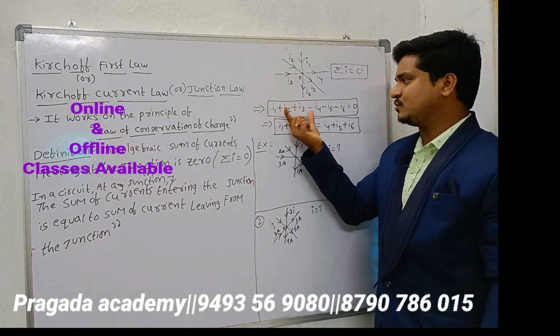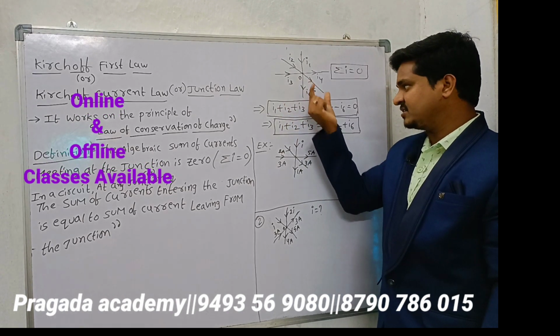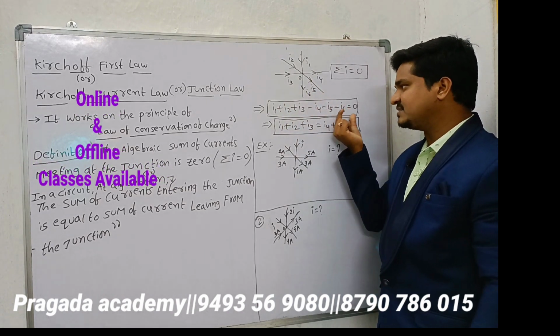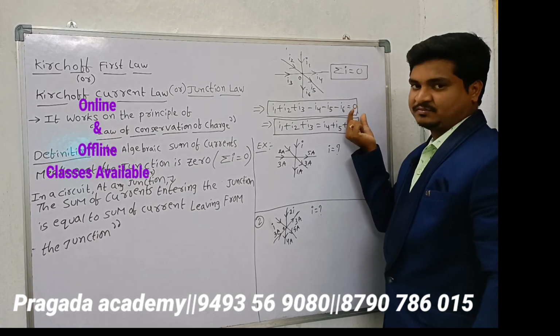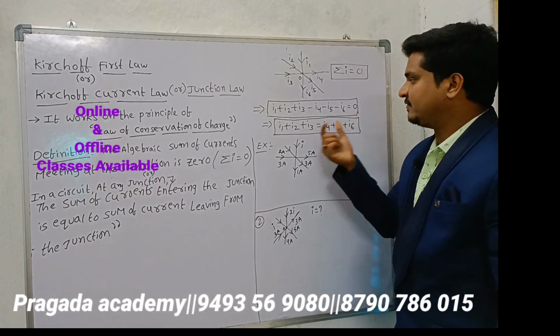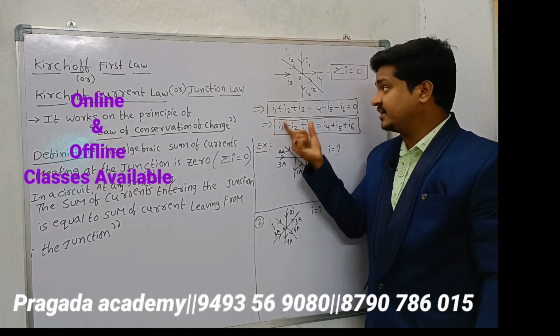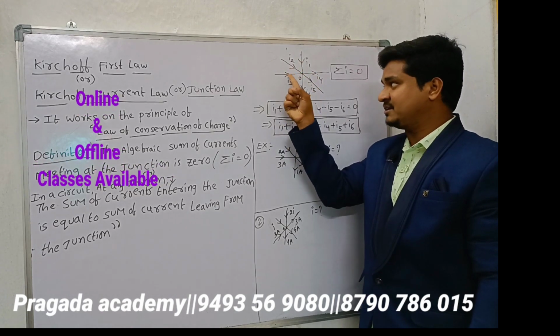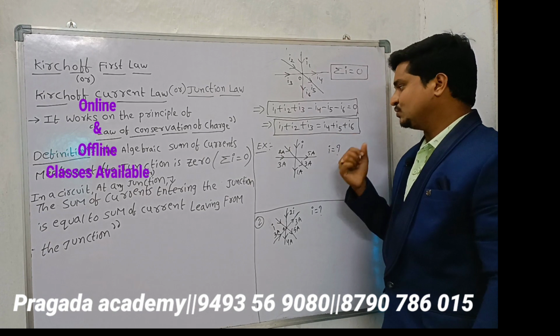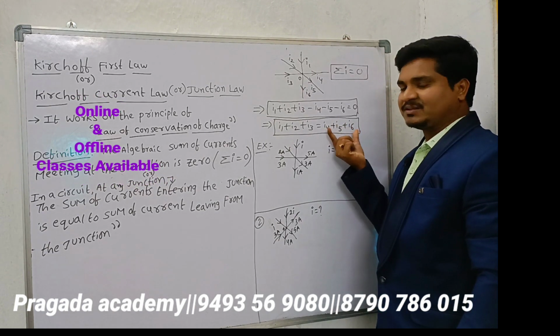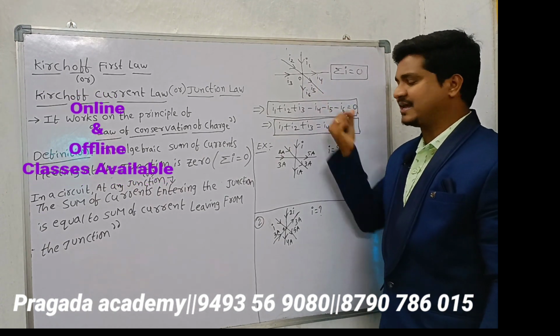So you will get I1 plus I2 plus I3, and since they are leaving from the junction, minus I4, minus I5, minus I6 equal to 0 according to the first law. Otherwise, you can write the formula as the sum of the currents entering, I1 plus I2 plus I3, towards the junction, equal to the sum of currents leaving from the junction, I4 plus I5 plus I6.